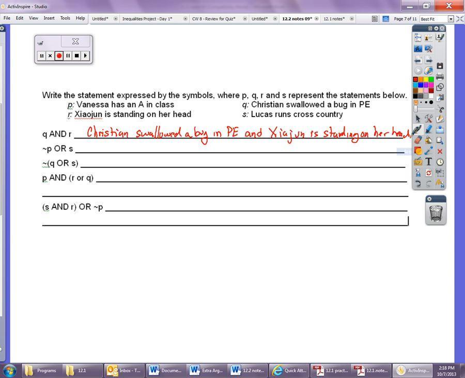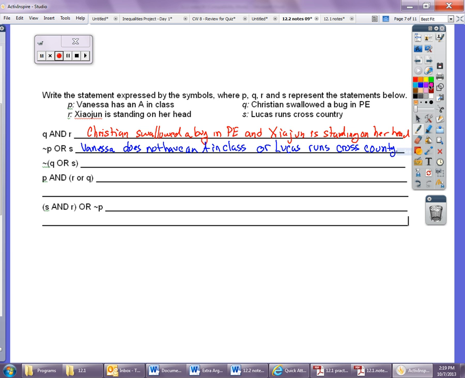If not P or S, well, not P means Vanessa doesn't have an A in class. Not a surprise. Vanessa does not have an A in class, or S, Lucas runs cross country. So one of them has to be true. They can both be true, but one of them has to be true since it's an or. And means they both have to be true.